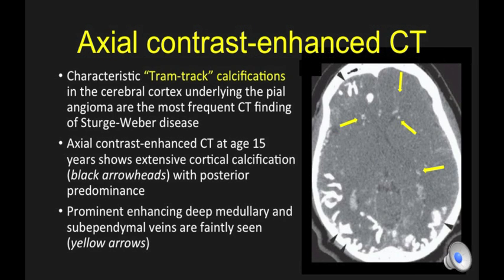Characteristic tram-track calcifications in the cerebral cortex underlying the pial angioma are the most frequent CT finding of Sturge-Weber disease. This axial contrast-enhanced CT at age 15 years shows extensive cortical calcification with posterior predominance, as noted by the black arrowheads. Also, the yellow arrows designate prominent and deep medullary and subependymal veins, which are faintly seen.